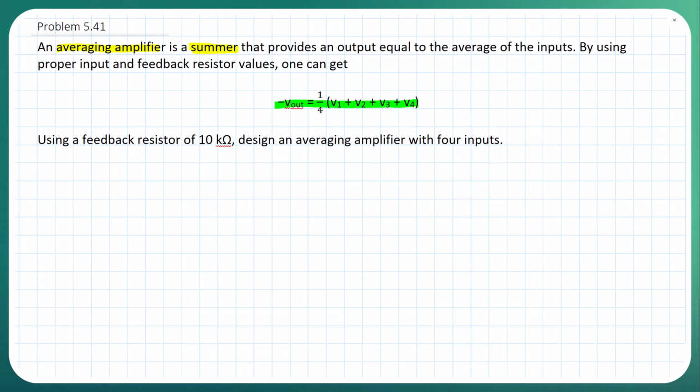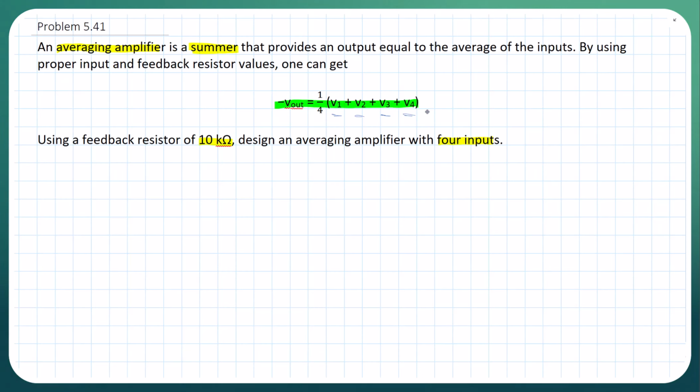Additionally, we're given in the problem statement, using a feedback resistor of 10 kilo ohms, design an averaging amplifier with 4 inputs. Okay, so based on the information given to us, we're going to have 4 inputs, and we know that by looking at the equation here. We have V1, V2, V3, and V4, so we know we're going to have 4 inputs here.